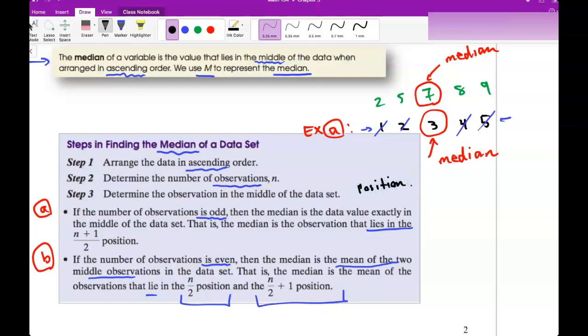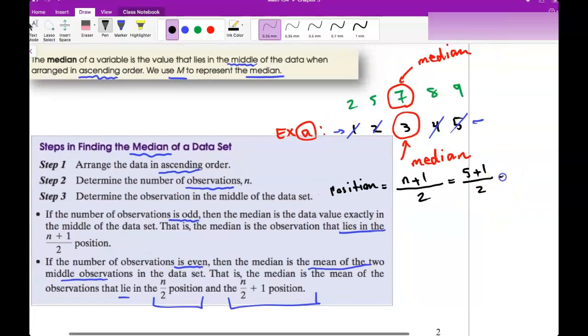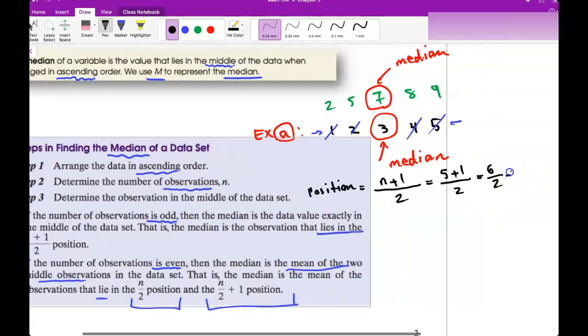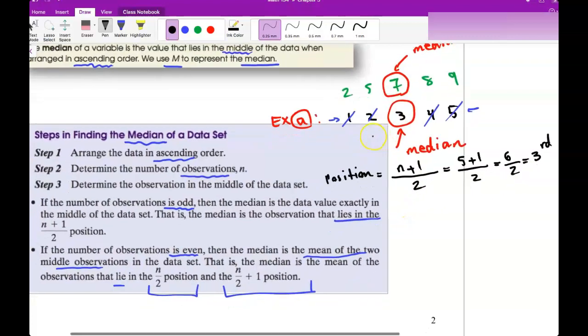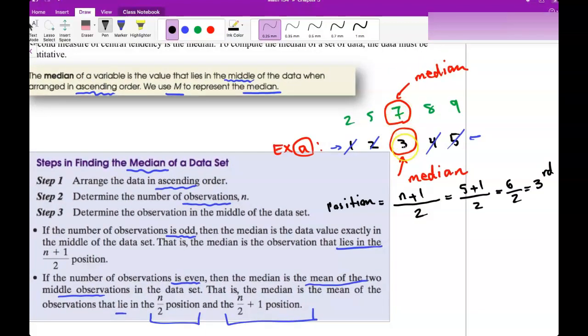So the position is, how many numbers do we have in total here? We have 5 observations, same thing on top. And we're going to use (n plus 1) divided by 2. N is 5, plus 1, so that is 6 divided by 2, which is 3, third place. So for both of these, the position of our median is third place.